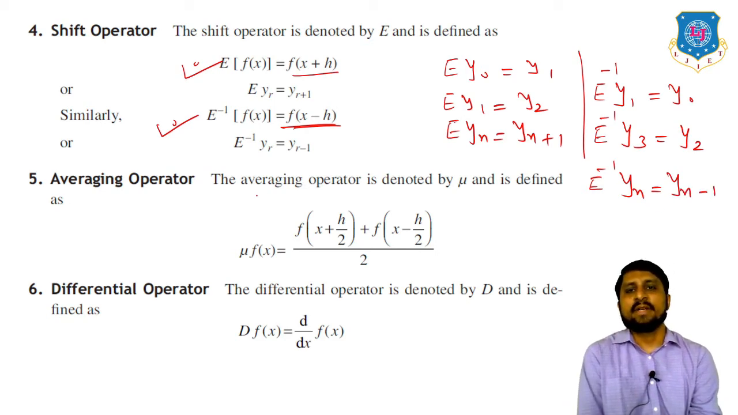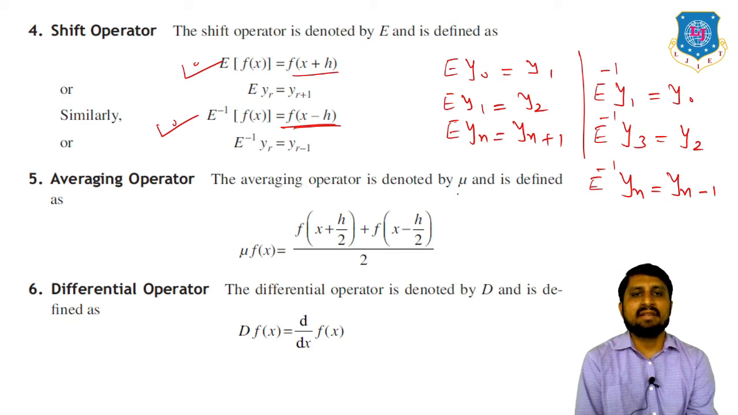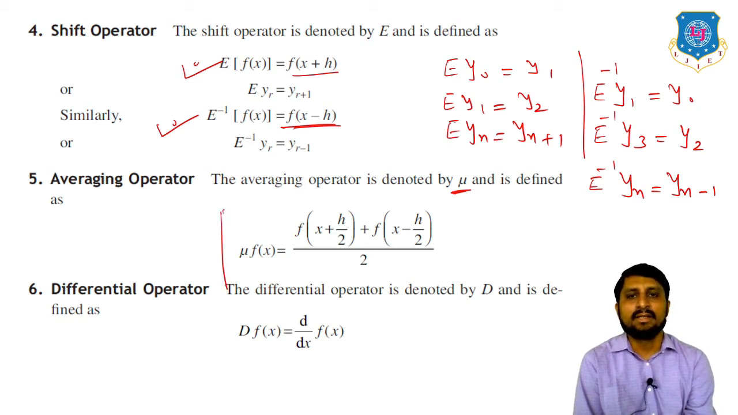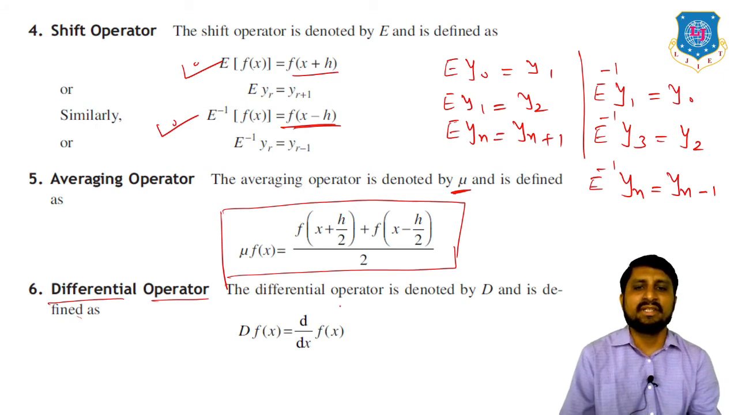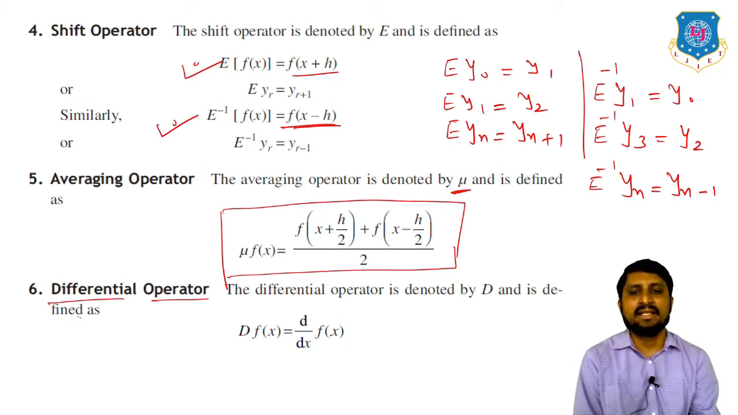Clear? Averaging operator. The averaging operator is denoted with this notation, mu of f of x, that is equal to f of x plus h by 2 plus f of x minus h by 2, divided by 2. Okay, so we use this averaging operator and the differential operator. I hope the differential operator is well known to you. This capital D f of x is equal to d by dx of f of x. Clear?